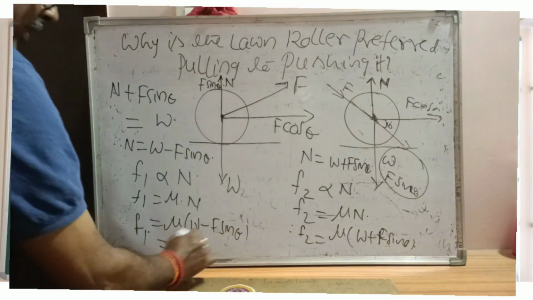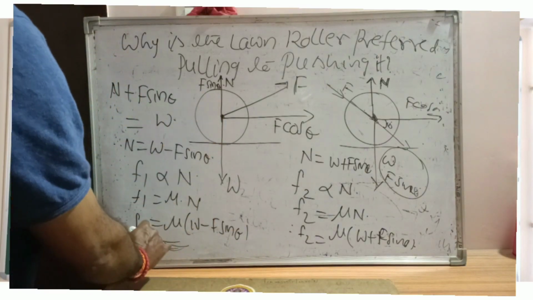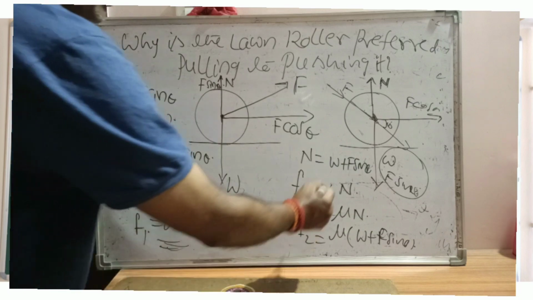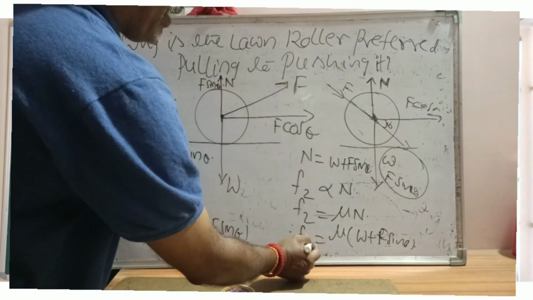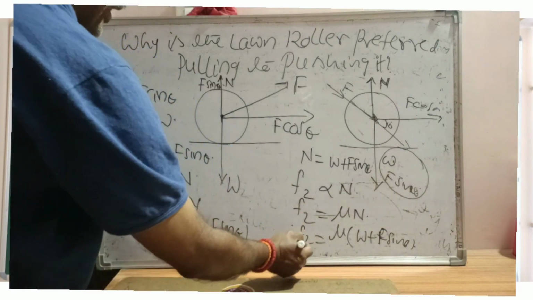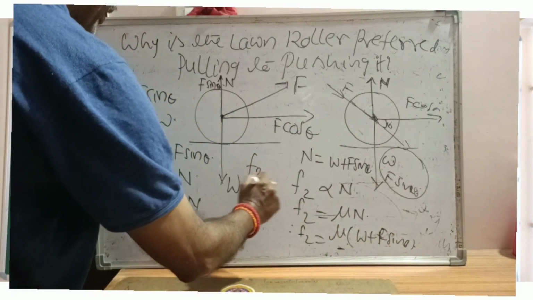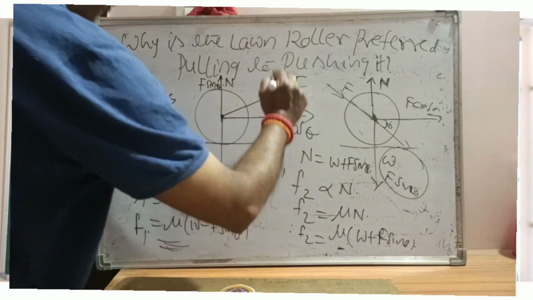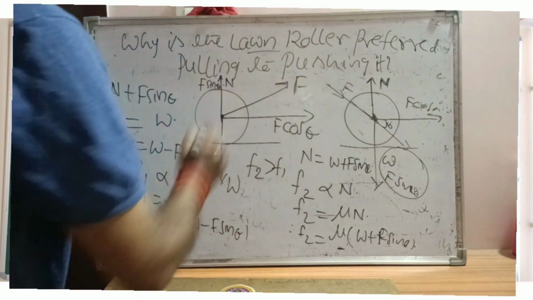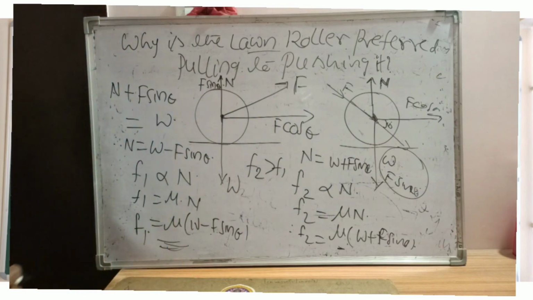Therefore here when the lawn roller is pulled, F1 is equal to mu into W minus F sin theta. When the lawn roller is pushed, F2 is equal to mu into W plus F sin theta. Here which one is greater? Obviously F2 is greater than F1. Therefore the lawn roller is preferred pulling to pushing it.